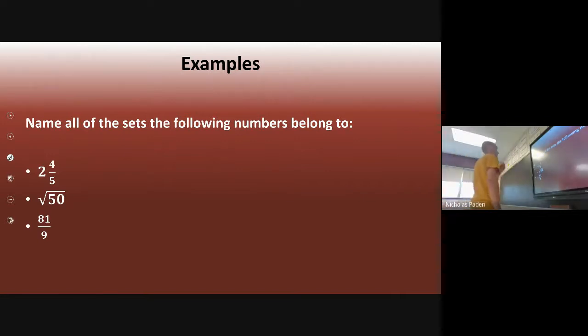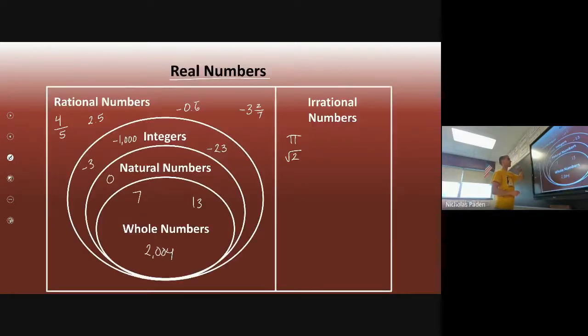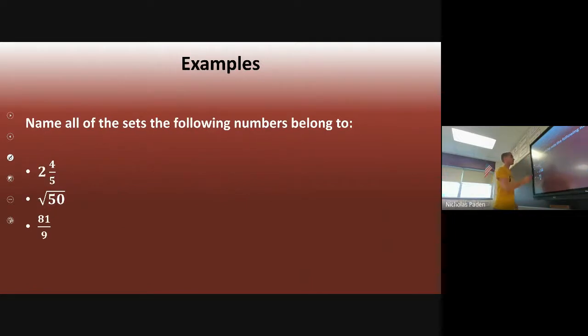Okay, so 2 4/5. 2 4/5 is a fraction. Remember, if it can be written as a fraction, it is a rational number. Is 2 4/5 also going to be an integer? Well, no, it can't, because remember we said integers are not fractions. So this would just be a rational number.